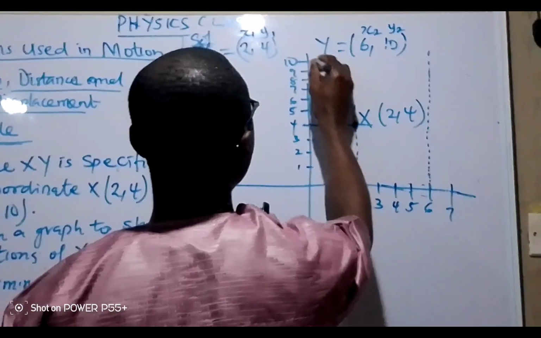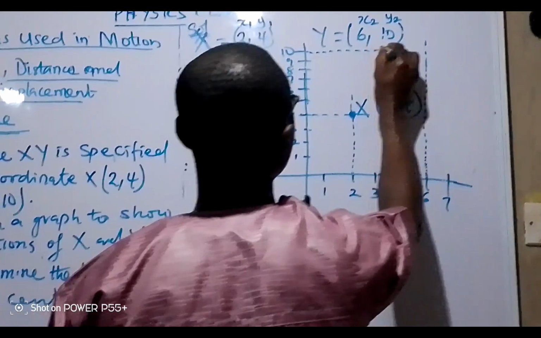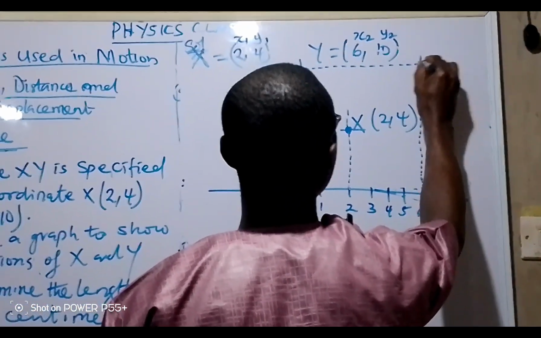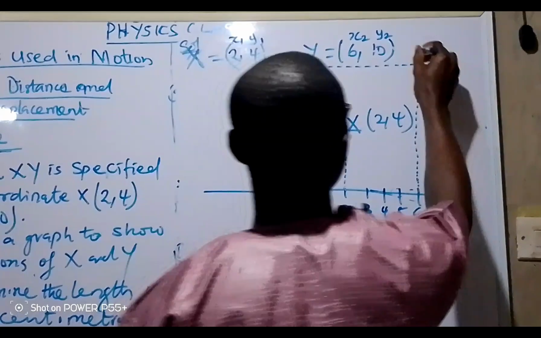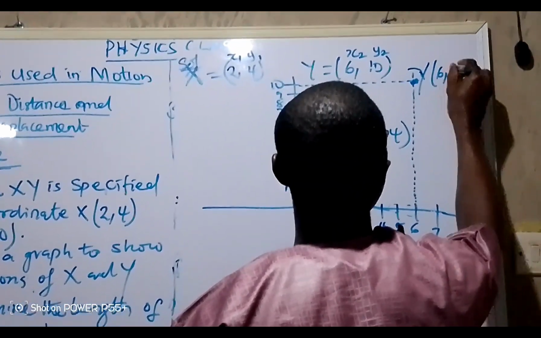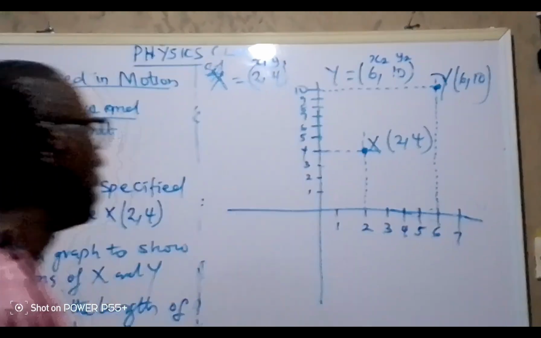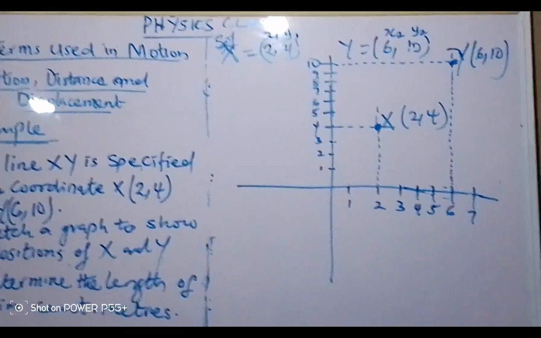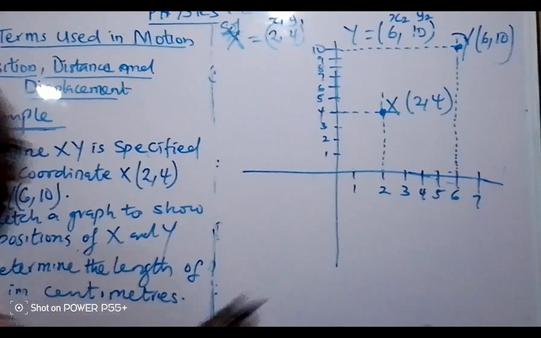Y2 is 10. Trace it to where the two lines intersect. This position of y now, y is 10. That is the answer to question 1. Now to answer question B.